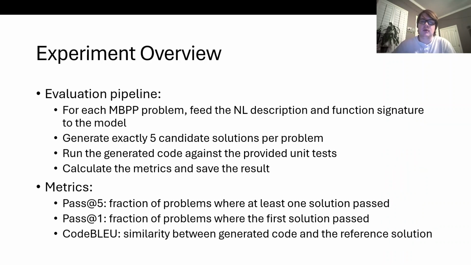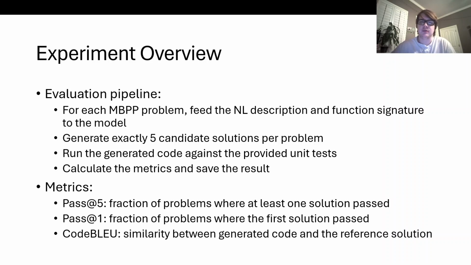For our experiment, every single model underwent the exact same evaluation pipeline to keep everything apples to apples. In this pipeline, for each of the 480 MBPP problems, we feed the natural language description as well as the gold standard function signature to the model. We then ask the model to generate 5 candidate solutions per problem, so every problem gets 5 different solutions. We then run this generated code against the provided unit tests to see which of these 5 pass, if any, and we then calculate the metrics and save the result to disk for further evaluation.